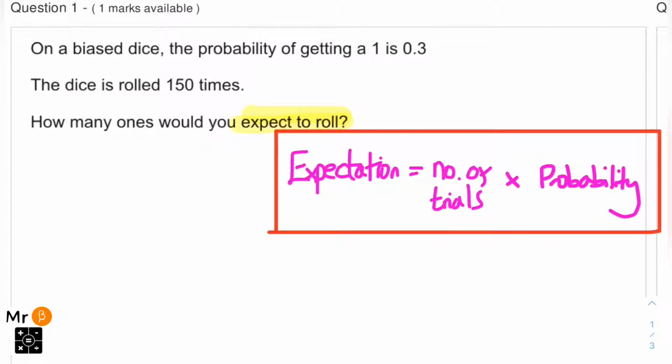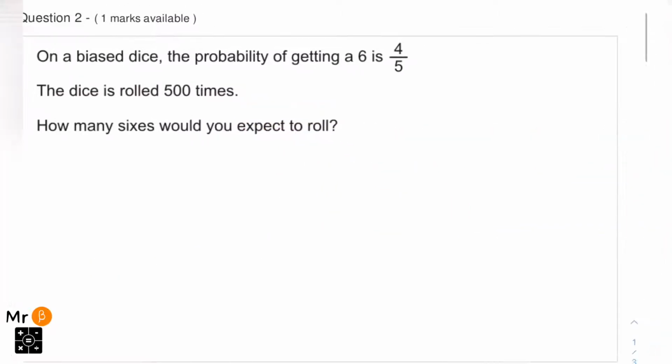So we use this key formula here, and this is what we're going to use throughout today's lesson. That tells you that the expectation is equal to the number of trials, or number of rolls in this case, times by the probability. So it would be 150 times 0.3, which is equal to 45. You would expect to roll 45 number 1s.